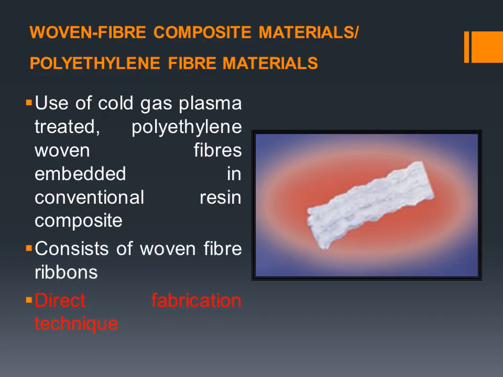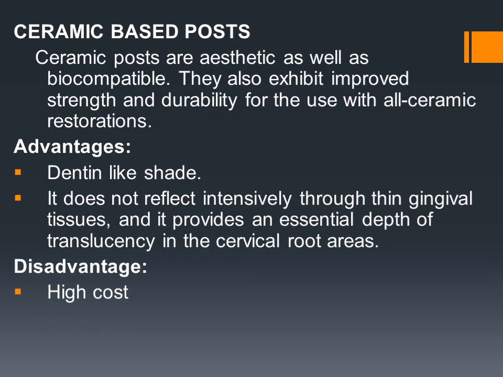Coming to woven fiber post, fiber composite materials or polyethylene fiber post systems. These posts are made up of cold gas plasma treated polyethylene woven fibers. They are embedded in a conventional resin composite matrix, so they help in a direct fabrication technique. Remember this, that directly we can fabricate it, we can mold it. This is available in ribbon type of form, so easily we can mold it according to the shape of the post.